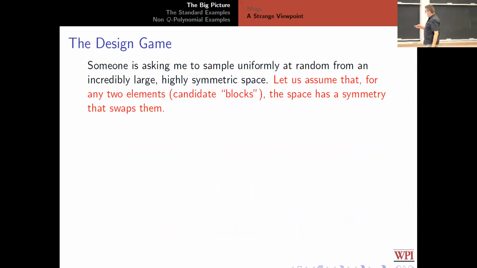Okay, so in this situation, someone's asking you to sample uniformly at random from an incredibly large, highly symmetric space. So let's assume that for any two elements in the space, there's a symmetry that swaps them. So for any two k-sets, there's an element of the symmetric group that swaps them. That's a generously transitive permutation group. Whenever you have that kind of symmetry, you always have an association scheme. Whenever you have an element of the automorphism group that swaps any two elements, then you have an association scheme.